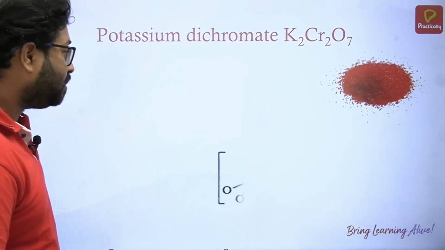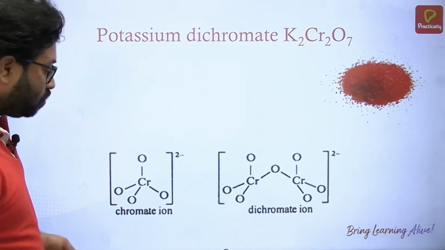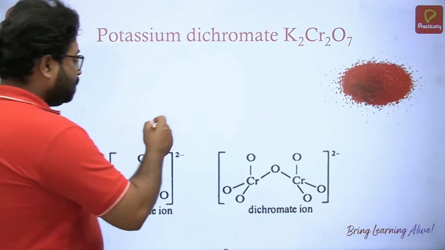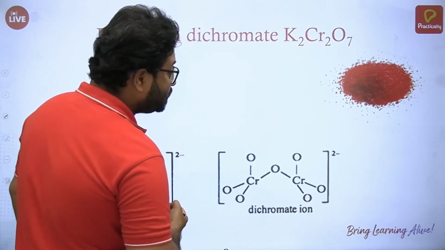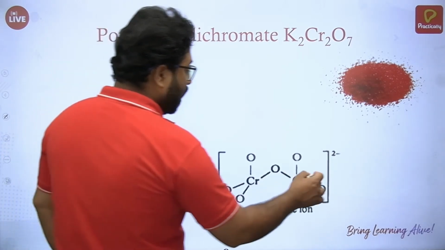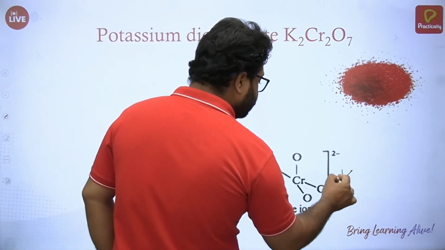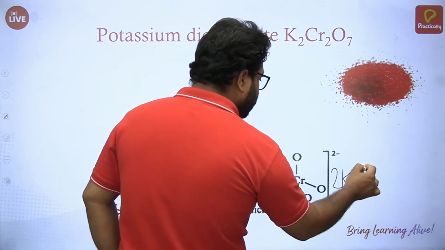You can see here it is orange in color. The dichromate ion has the structure Cr2O7 2 minus. That 2 minus is counterbalanced by your 2K plus.